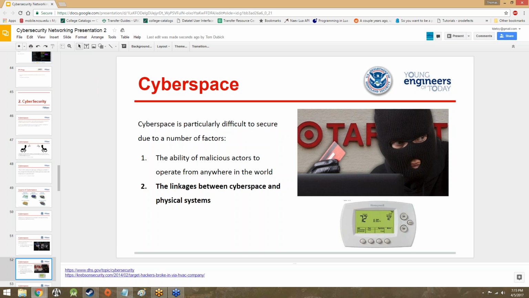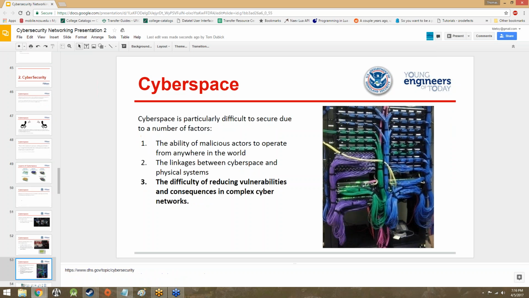So there's always that sort of interaction between the real world and cyberspace that people need to be aware of, because that's just another doorway for people to do malicious acts. And then there's the difficulty of reducing vulnerabilities and consequences in complex cyber networks. So the more moving parts you have, the more things you have to protect against, and the harder it can be to anticipate what changing one part can do to the rest of the system.